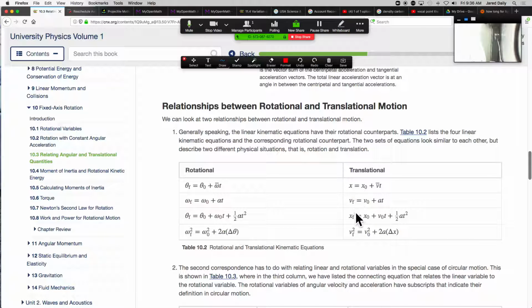These are the ones you're used to, the translational ones. We've done these before. If you're doing angular stuff, these ones are your kinematic equations, but they're the exact same equations. You just replace all your x's with thetas, you replace all of your v's with omegas, and you replace all of your a's with alphas, and you now have the rotational kinematic equations. And they work the exact same way as the kinematic equations in linear dynamics.